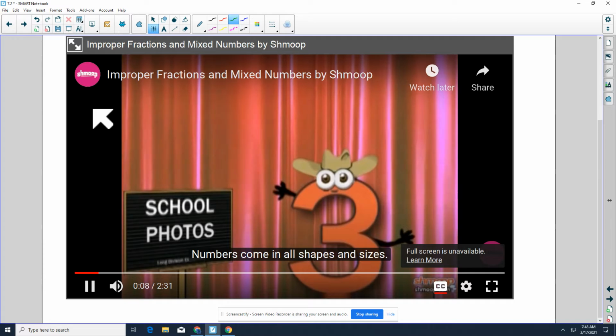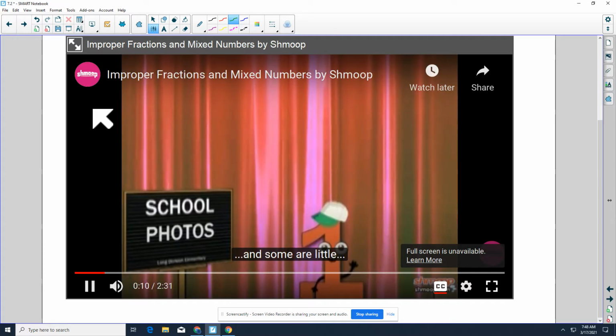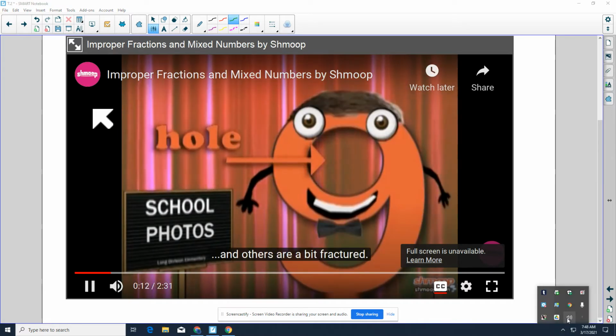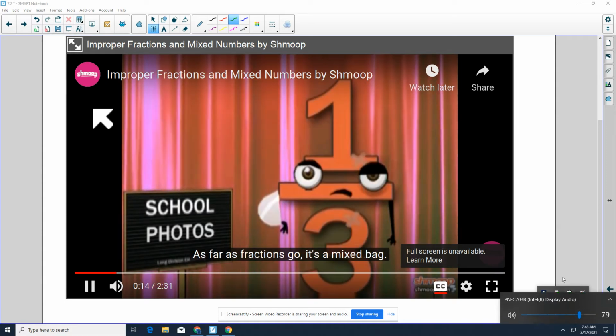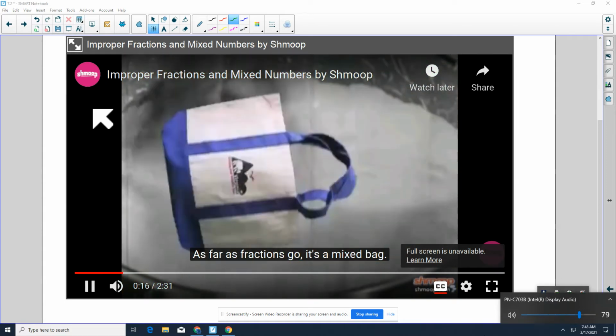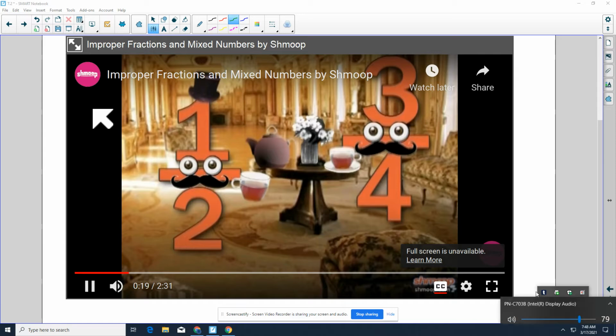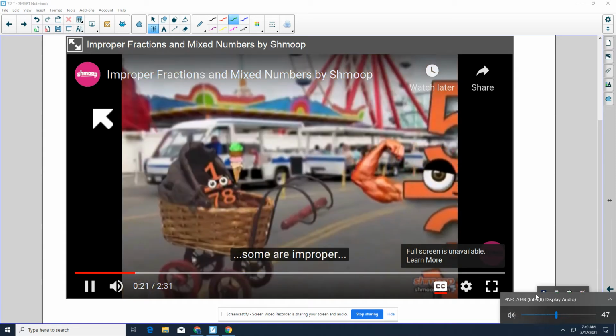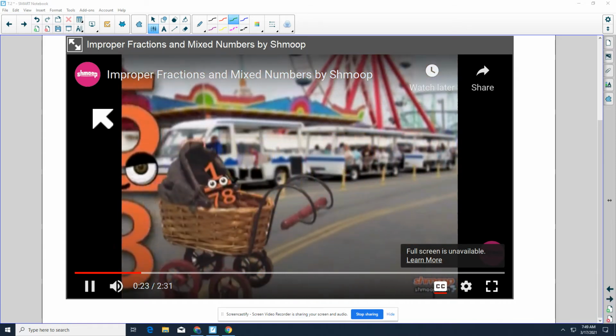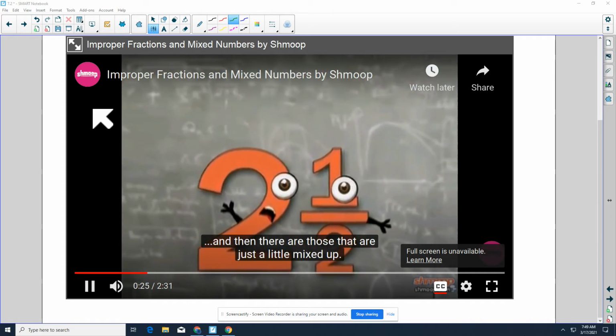Improper fractions and mixed numbers. Numbers come in all shapes and sizes. Some are big and some are little. Some are whole, and others are a bit fractured. As far as fractions go, it's a mixed bag. Some fractions are proper, some are improper. And then there are those that are just a little mixed up.